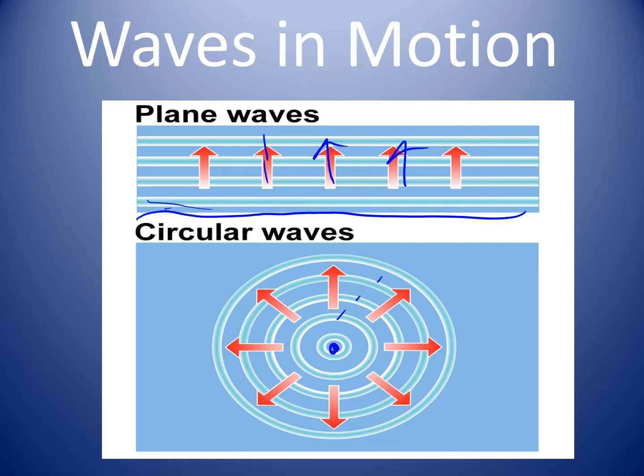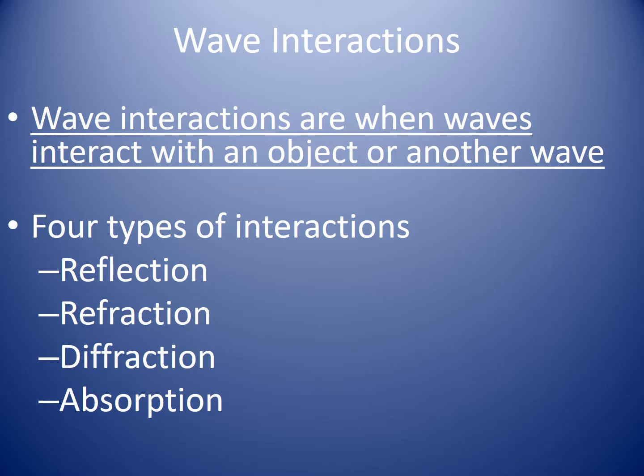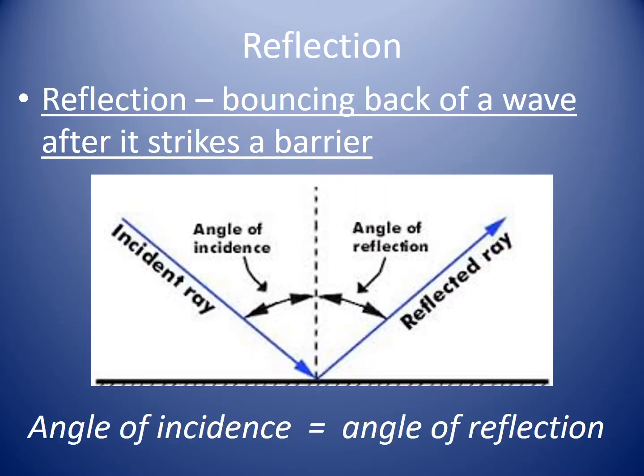Wave interactions are when waves interact with an object or another wave. So there are 4 types of interaction. We have reflection, refraction, diffraction, and absorption. Reflection is the bouncing back of a wave.